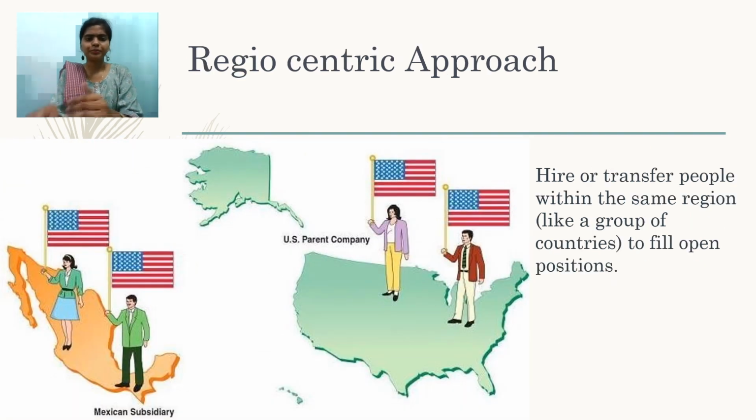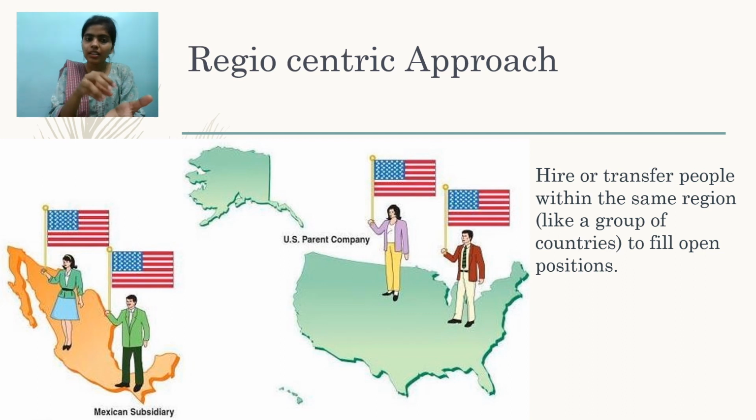And the last approach is the regiocentric approach. It is where organizations hire or transfer people within the same region, like a group of countries together forming a region, to fill their open positions. So all the American nations can be considered as one region. All Scandinavian countries can be considered as one region. So if there is a parent company in the US, that's the country of origin, and they have a subsidiary unit in Mexico, they're all American countries. So they hire people from any one of those American countries, Mexico or Canada or something like that, and they fill all their open positions and their executive positions.